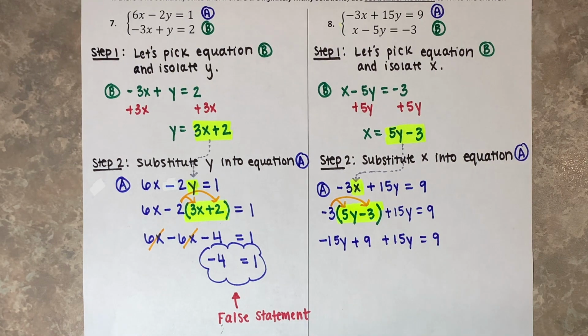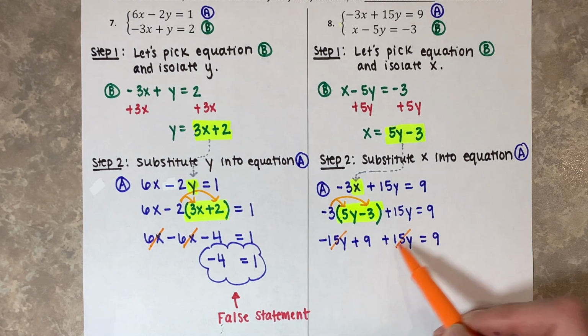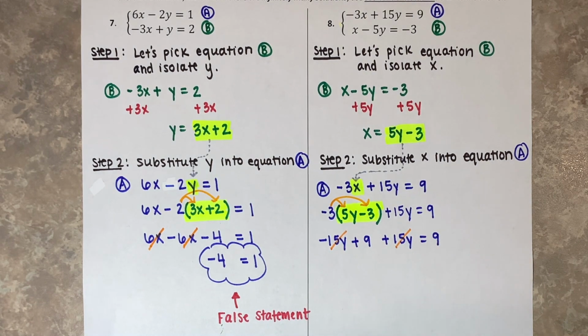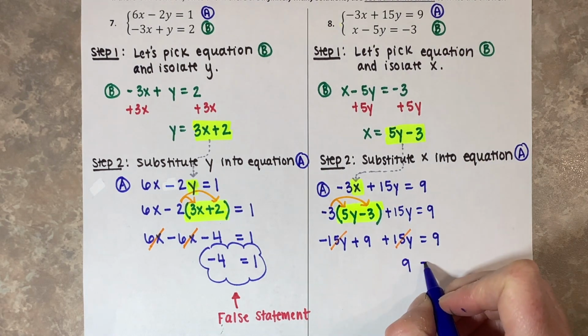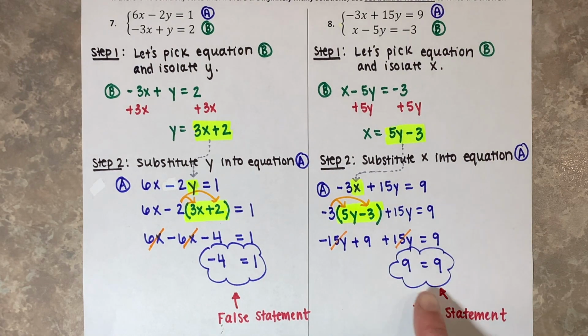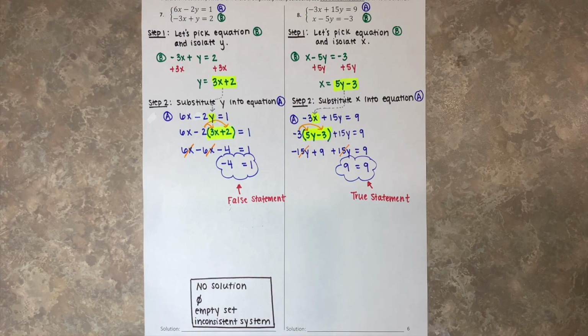Now something interesting happens here. Notice -15y plus 15y gives us 0y, or 0. So we're just left with 9 equals 9. So we're left with a true statement here. And when you try to solve an equation, if you end up with a true statement, that means there are infinitely many solutions. But remember, for our final answer, we do not write infinitely many solutions, because that's not specific enough.